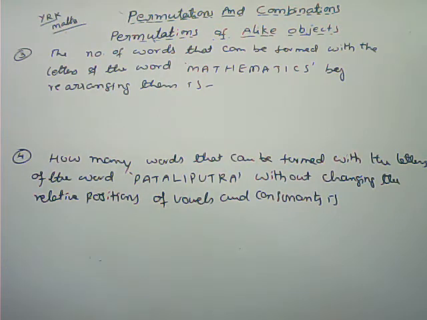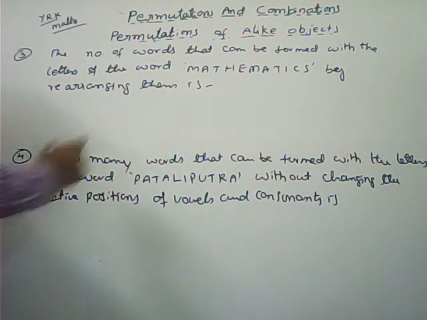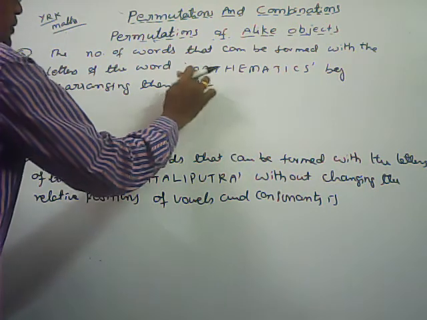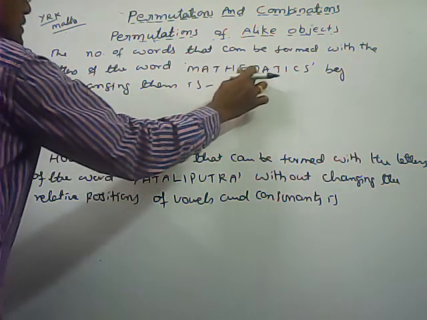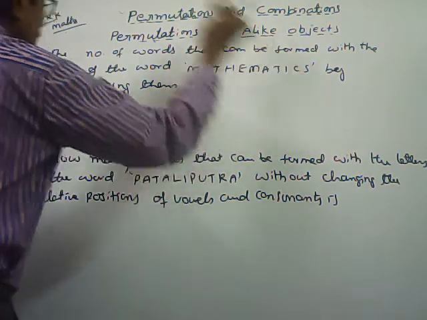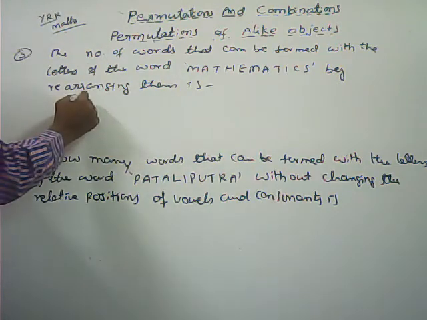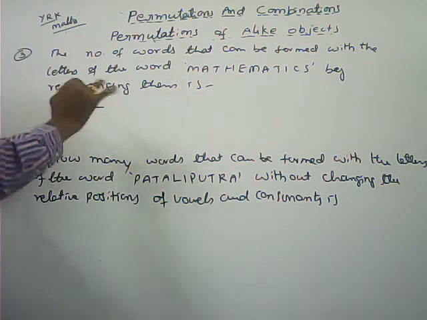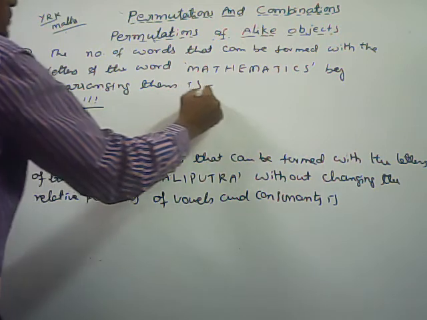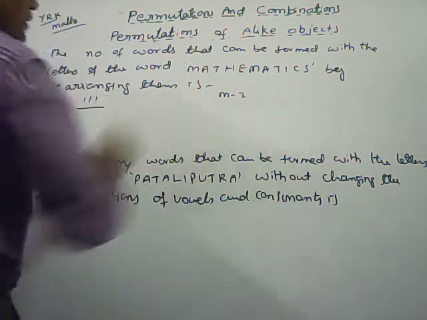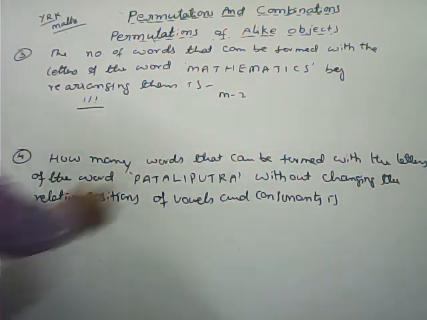Next one: the number of words that can be formed with the letters of the word MATHEMATICS by rearranging them is? See here, in total how many letters are there? 1, 2, 3, 4, 5, 6, 7, 8, 9, 10, 11 letters are there. So 11 factorial by, out of 11, how many M's are there? First you can write the data. M's are 2 in number.